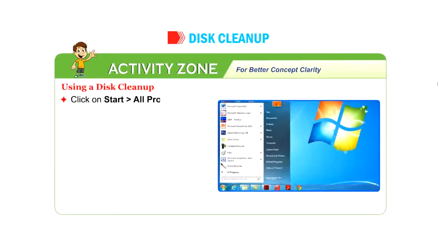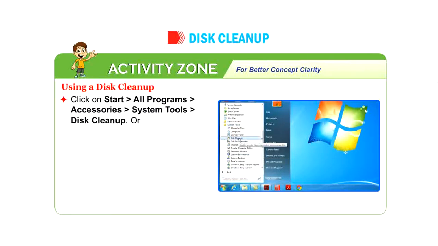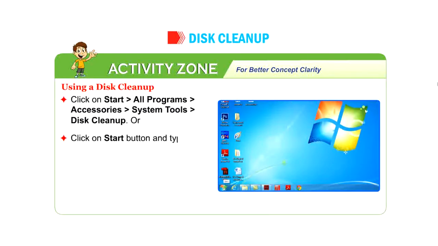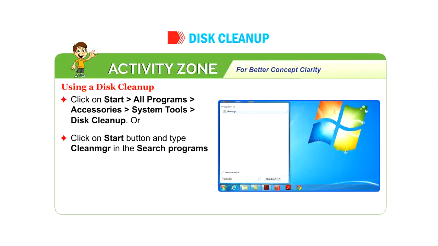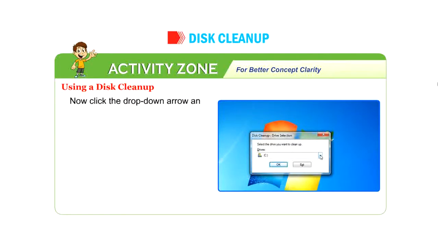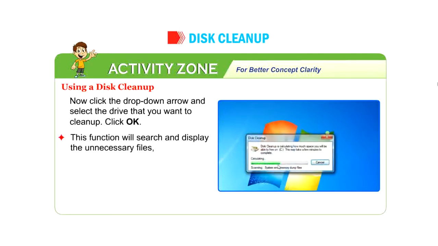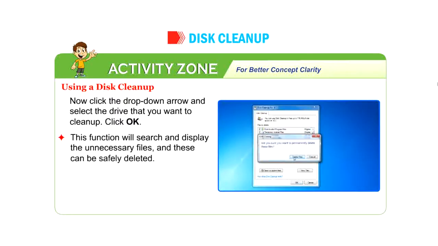Click on Start, All Programs, Accessories, System Tools, Disk Cleanup. Or click on the Start button and type Cleanmgr in the Search Programs and Files box and then press Enter. The Disk Cleanup Drive Selection dialog box will open, asking you to select the drive. Now click the drop-down arrow and select the drive that you want to clean up. Click OK. This function will search and display the unnecessary files, and these can be safely deleted.